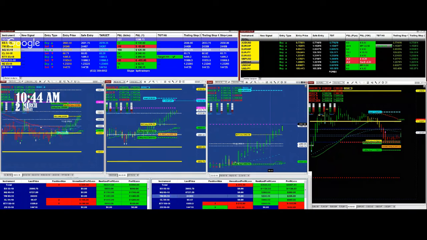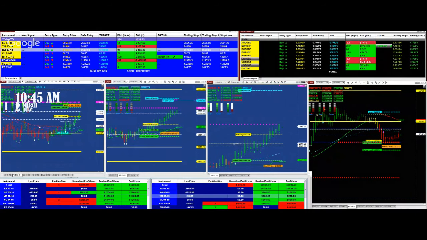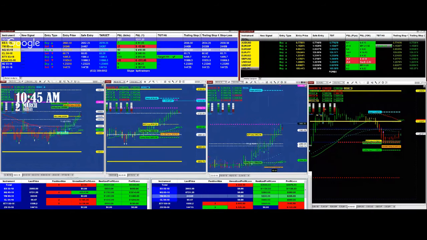Here we go. Let's see if this ES is going to break this low. You can see it's right on the tick with the ES. You can see where the ES rejected, exactly at the same line. It's the 67 level, exactly to the tick.